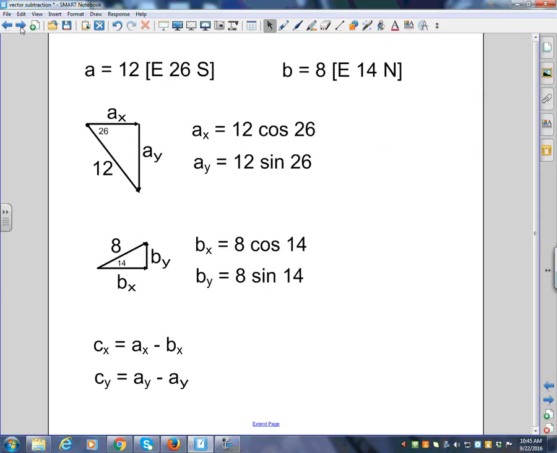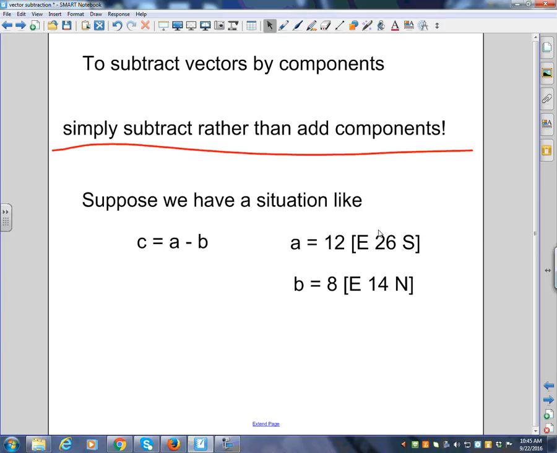Okay, so here are my vectors. 12 whatevers. I didn't even put units on it because that's how unimportant it is. Kilometers, meters, who cares? It's 12 at east, 26 south. Maybe some of you need help with this. East, 26 south means look east and go south. How far south? 26. East, 14 north, right? Okay, so I have that on the next page here.